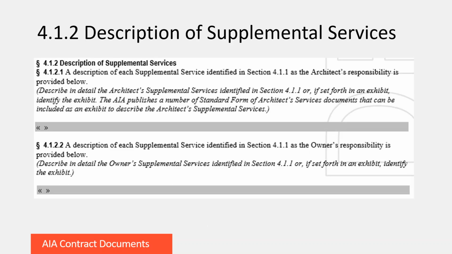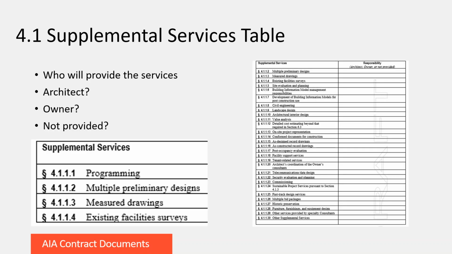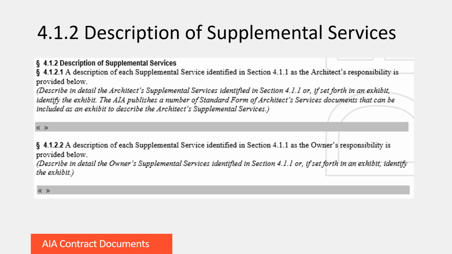And once you determine who's providing those services, it's good to define what those services are. So if you look at the matrix, for example, if the architect is providing existing facilities surveys and it's checked on the matrix that the architect will provide that, you would then provide a definition in section 4.1.2.1 for those services.